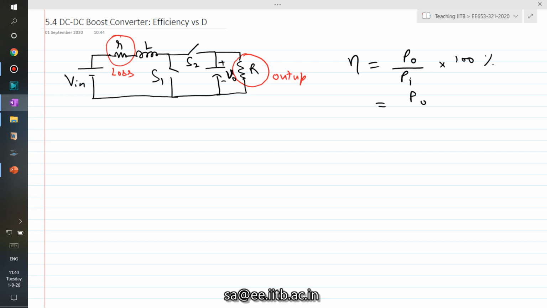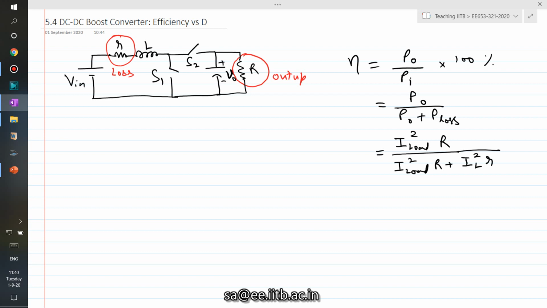You can rewrite it as output power upon output power plus the loss that is happening within the circuit, which is equal to, what is the output power? Output power is I load average squared times R, upon I load squared R plus I inductor squared R. This represents the losses happening in the inductor.